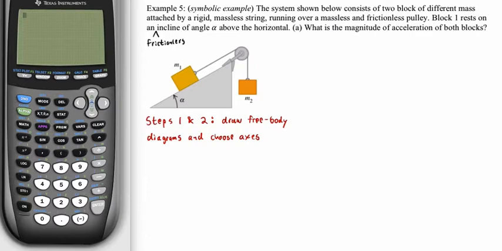Okay, so let's draw some force vectors. We're going to have a tension pulling M1 up the incline, and there's going to be a tension that's affecting M2 as well. Then we're going to have a gravitational force acting on both blocks, M1 and M2. Here are both the gravitational forces. This one is G1 and this one is G2.